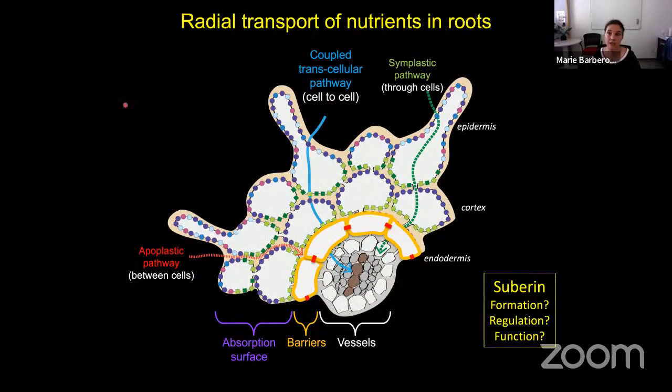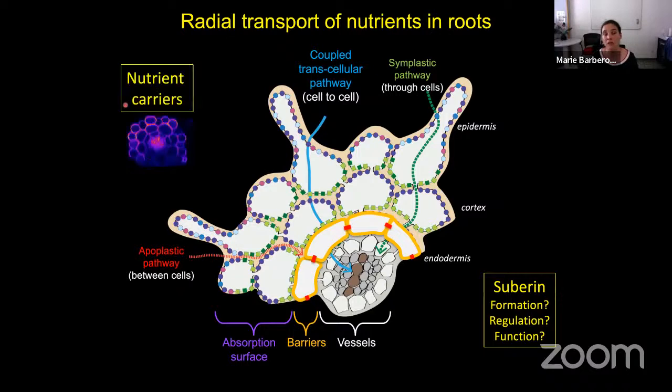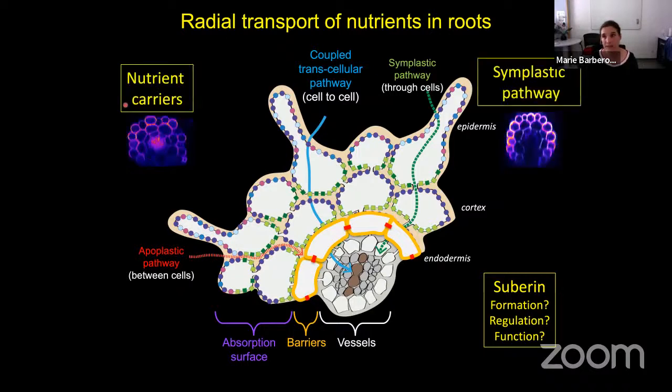So to finish, in my group we're trying to really get an overview of the radial transport of nutrients in roots and the different pathways. I told you what we do about suberin, but this is still a work in progress. As I said, we have many screens ongoing where we want to identify new factors controlling suberin and also better understand the function of this barrier. We also have projects concerning the nutrient carriers and the symplastic pathway, and we also want to understand how these different pathways are integrated. So it's quite an exciting time for us in Geneva, and I hope that if I see any of you in coming years at a conference, we'll show you some updates on the other pathways.